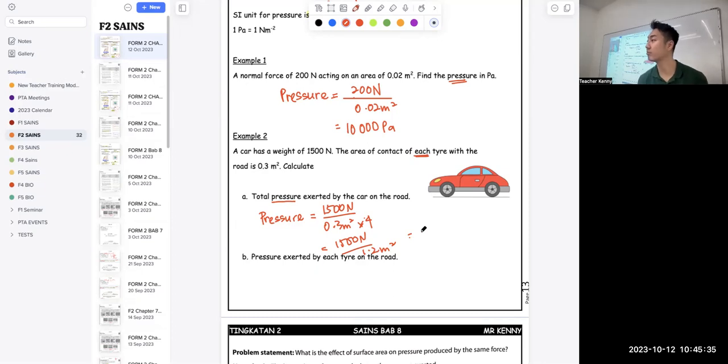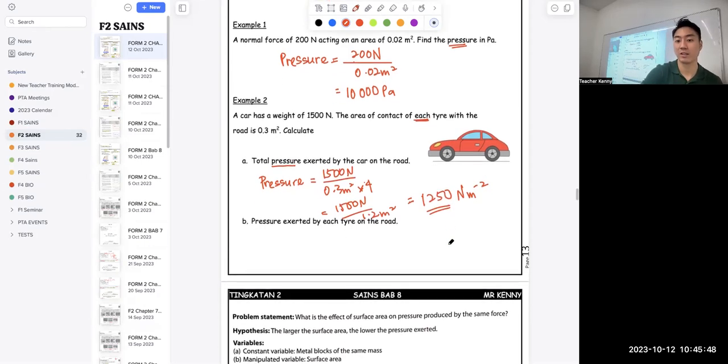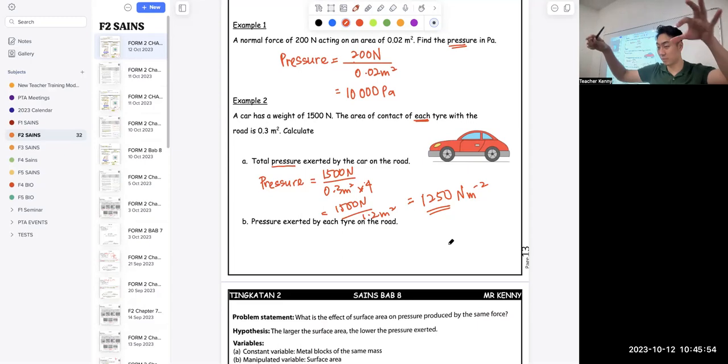Final answer? Mathematician, jump. 1250. Everyone thank Isaac already, doing all the work. How much is the pressure exerted by each tire? So 1250 is the total pressing on 4 tires. So one tire is how much? One tire will carry how much?